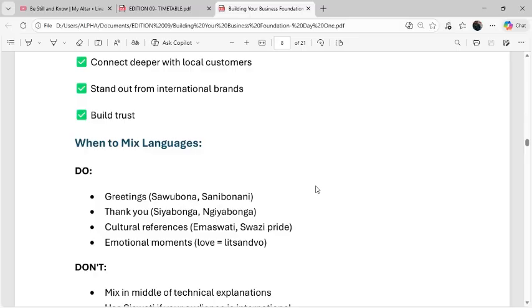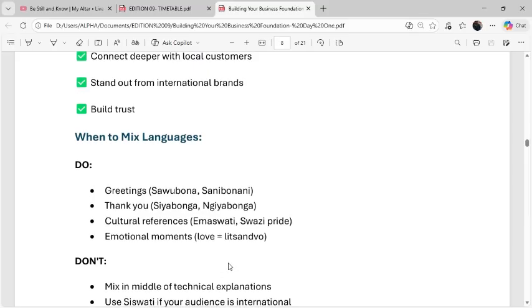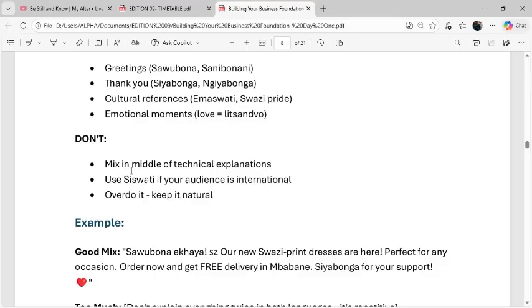But don't mix in technical explanations. For instance, when you're talking about AI, most of the time I have to stick to English. Why? Because you are not going to be writing the AI in Siswati, right? So if I'm busy feeding you in Siswati, how are you going to get good prompts and good results if you decide to use Siswati? So make sure that your language mix is done in the right way.